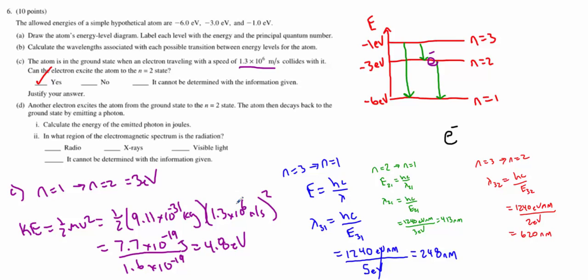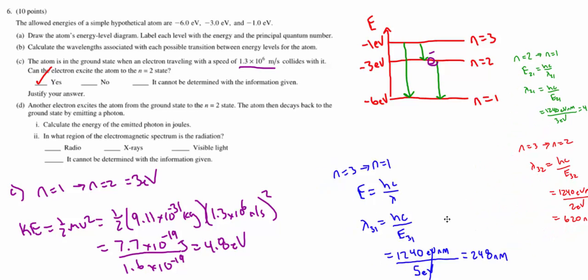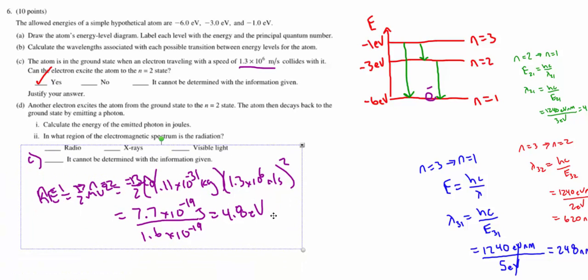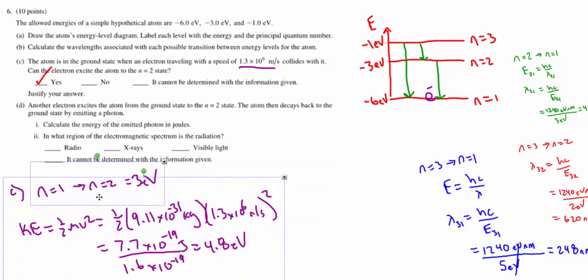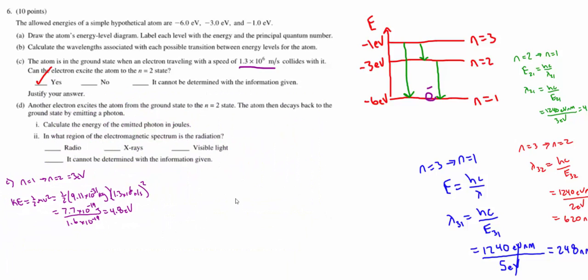Alright, in D, another electron excites the atom from the ground state to the n equals 2 state. The atom then decays back to the ground state by emitting a photon. So now, let me move this math out of the way. I want to come back to this in a bit, so I'm going to leave this off to the side. But this guy is now falling back to energy level 1. And ultimately, we want to know the amount of energy associated with that fall in joules, and then we want to determine where in the spectrum that is.